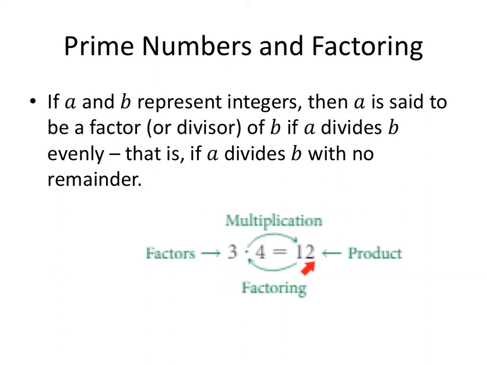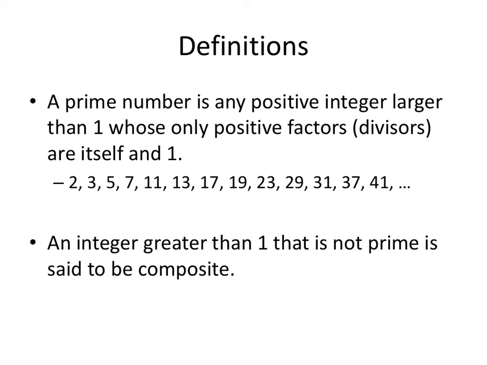So the result of multiplication is a product. When I'm splitting multiplication apart, I'm factoring. So what is a prime number? A prime number is any positive integer larger than 1, so it has to be a positive integer, so we're looking at counting numbers, larger than 1, whose only positive factors are itself and 1.